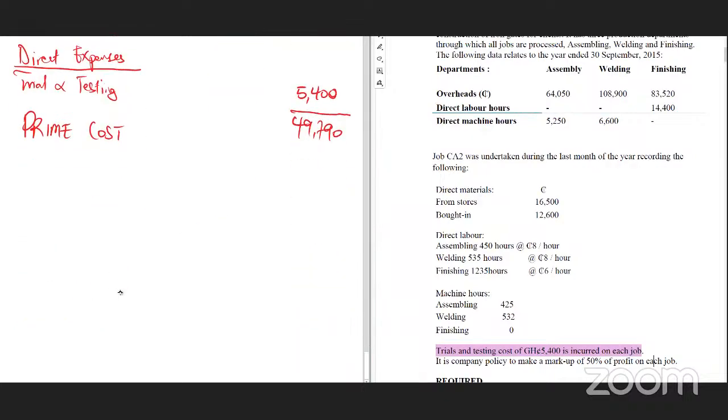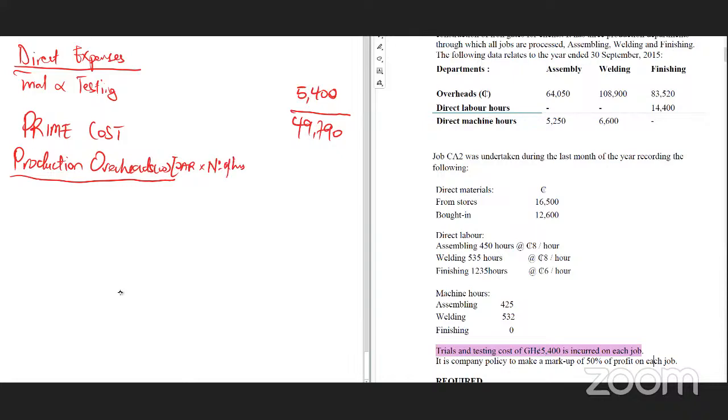Now we need our production overhead. So I come here and say production overheads. Now production overheads, I think we had already computed it, right? Okay, the OAR. This is our OAR, which was per hour times the number of hours, right?